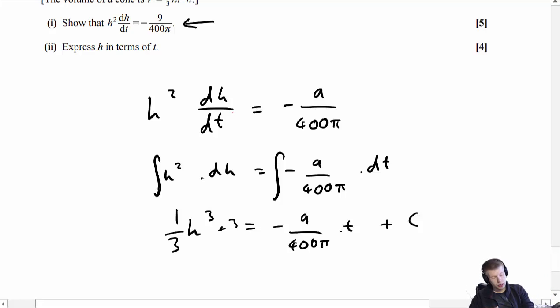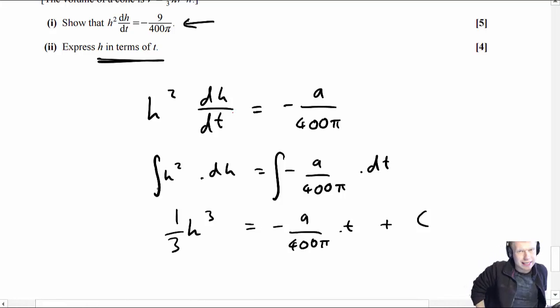Say if this was plus 3 and this was plus 4, basically. I'd take the plus 3 over the other side, and I'll just be left with plus 1, okay? So that basically just becomes a new constant of integration, okay? It's just a number, constant of integration, just a number, so I combine them all together as we go. Okay, great. Now, I've been asked to express h in terms of t.